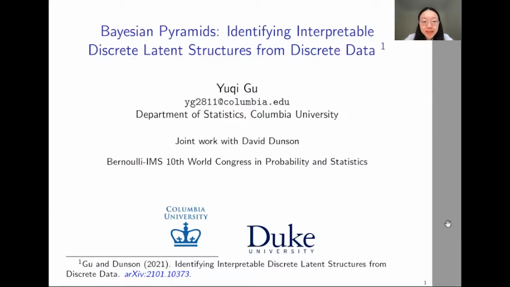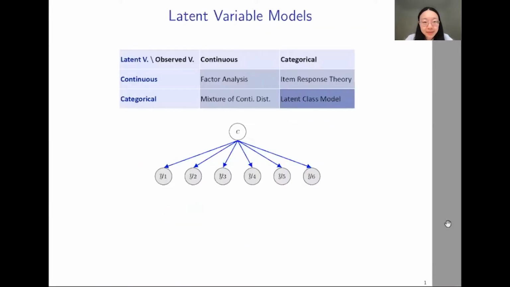Today, I'm happy to present my work at Bernoulli IMS 10th World Congress. I'm going to talk about Bayesian pyramids, identifying interpretable discrete latent structures from discrete data. This is based on joint work with David Johnson. You can find our arXiv preprint through this link.